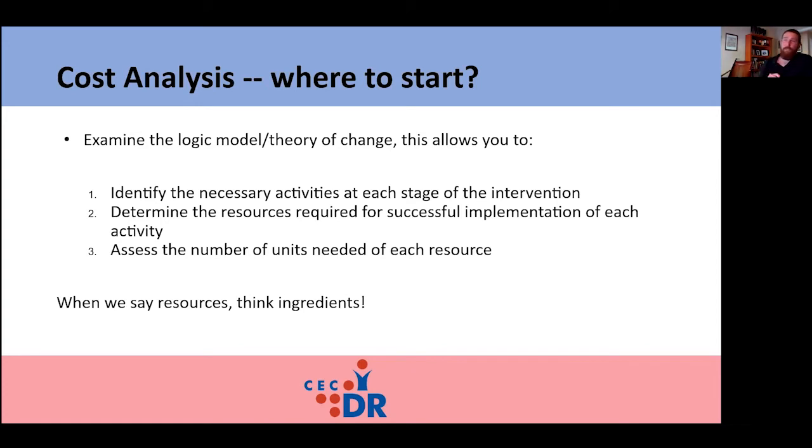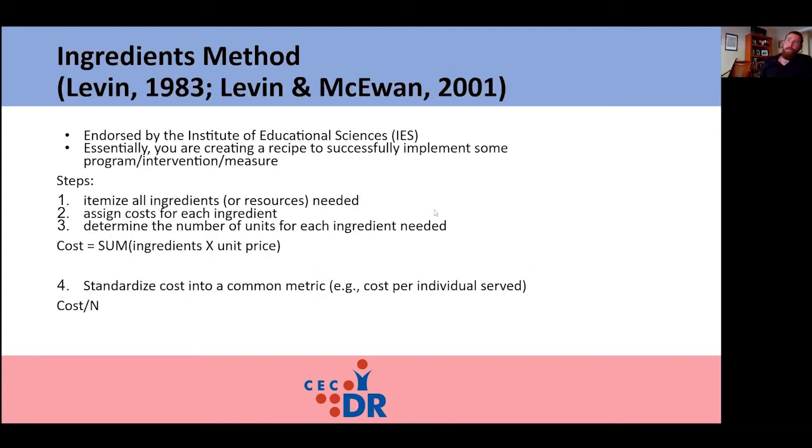So when we say resources, I want you to think more about ingredients. Because there's something called the ingredients method, and this is pretty much tried and true, very common. IES endorses this approach. Essentially what you're trying to do is create a recipe to successfully implement some sort of program, intervention, or measure. So again, you're itemizing all the ingredients or resources you need for all the different intervention activities. You're going to assign costs for the ingredients and then the number of units for each of those ingredients.